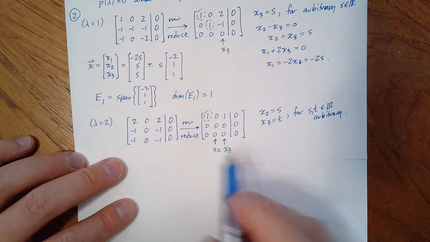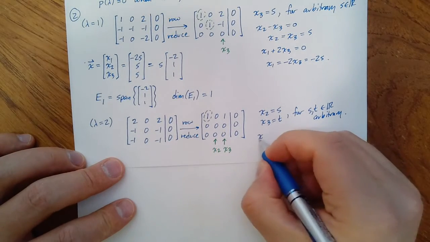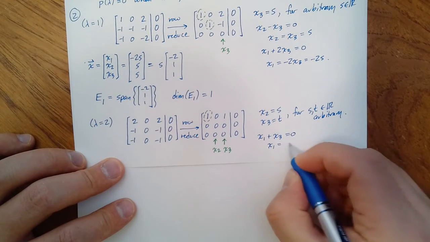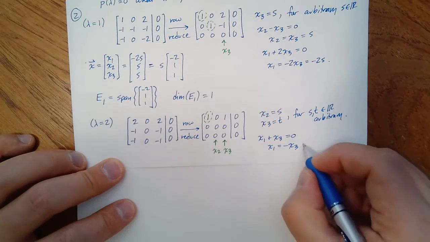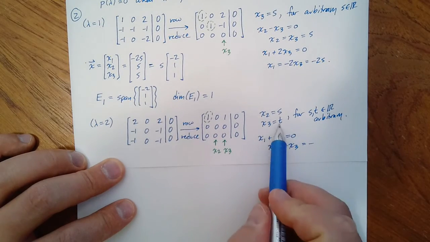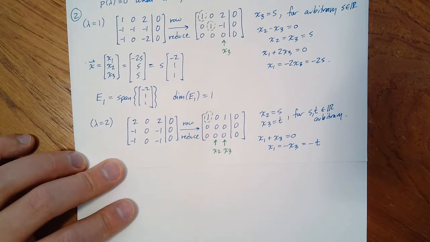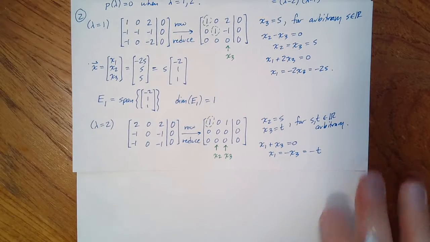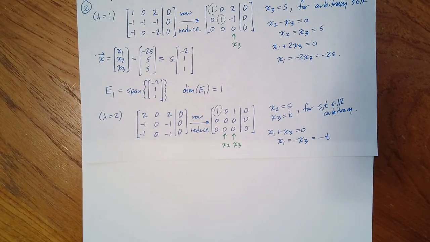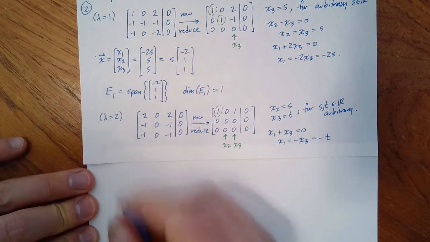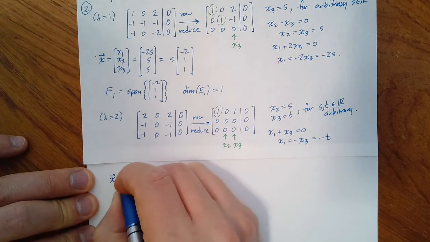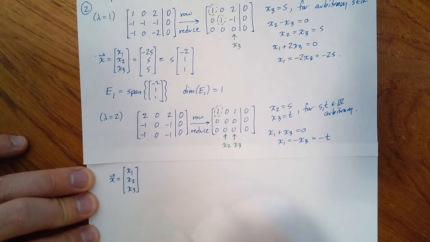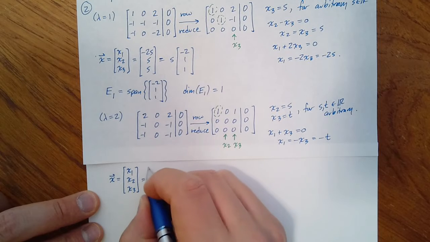Now for x1, there was a leading 1 in that column, so we're going to solve for it and write out the equation. So we get x1 plus x3 is 0, or in other words, x1 is negative x3, which is negative, what was that? x3 was t, right? So it's negative t. All right, so let's write down the general solution. Write it in vector form again. We'll get x1, x2, and x3, and we'll write the general solution down.